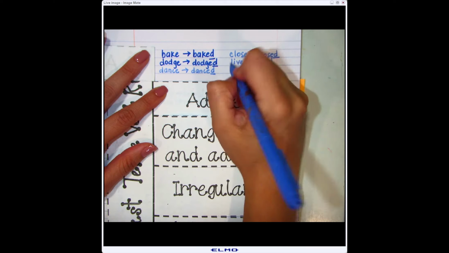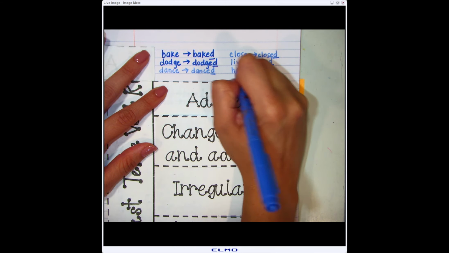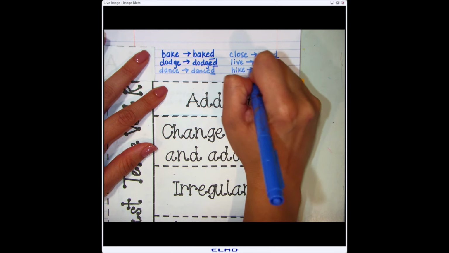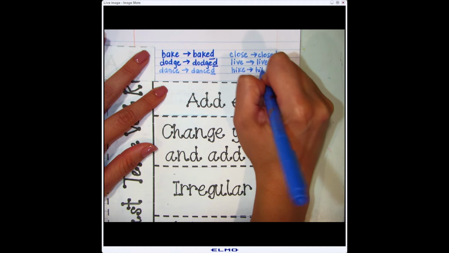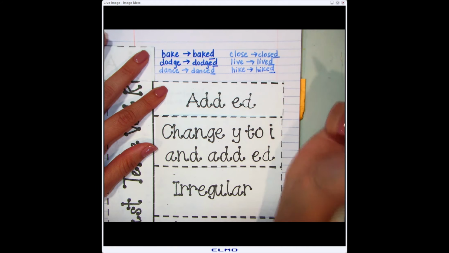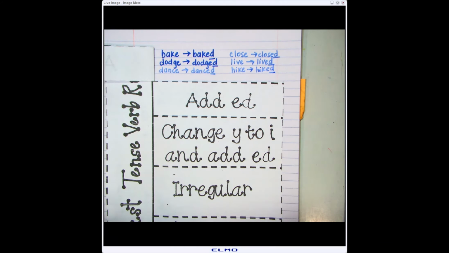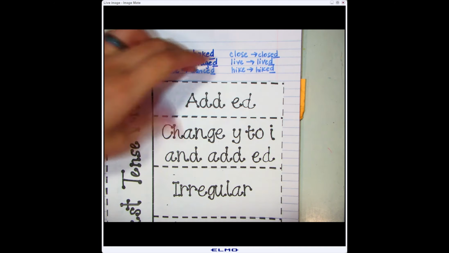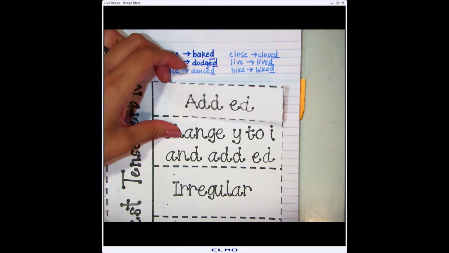And then our final example is the word hike. It already ends in E, so all I have to do is add a D at the end. Now I have the word hiked. I'm going to go on, but if you need more time, pause the video, and when you're ready, click play to continue.